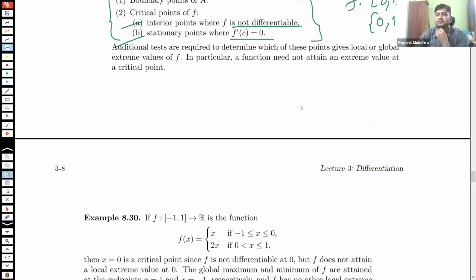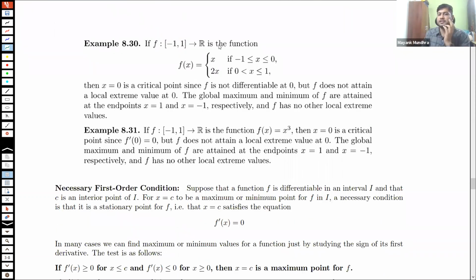So the next thing is, let's look at this example of a function f, which is defined for x from -1 to 0. So between -1 and 0, this function looks like this, and between 0 and 1, it looks like this. So x equals 0 is a critical point because the function is not differentiable here. You see, it has a kink. Its slope is different here, its slope is different here, so it is not differentiable.